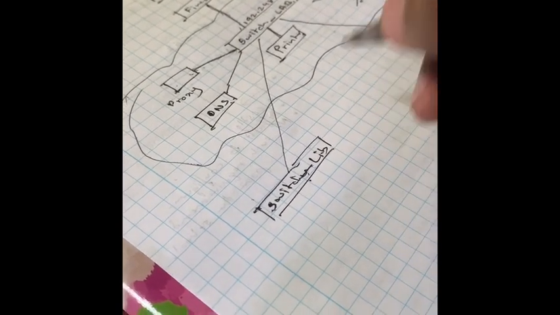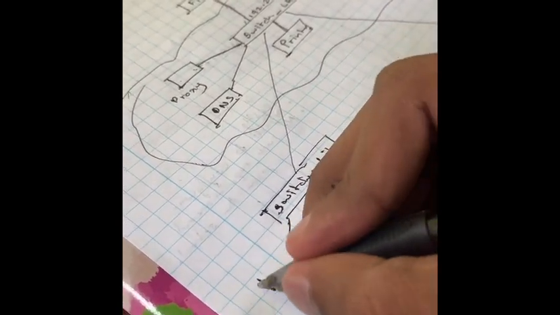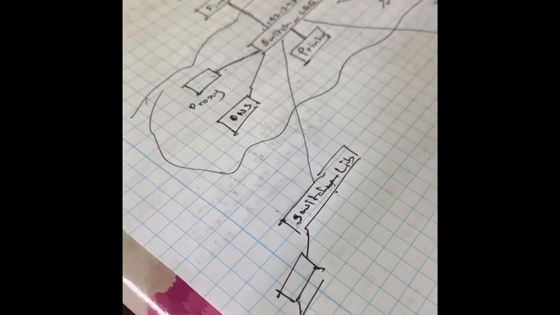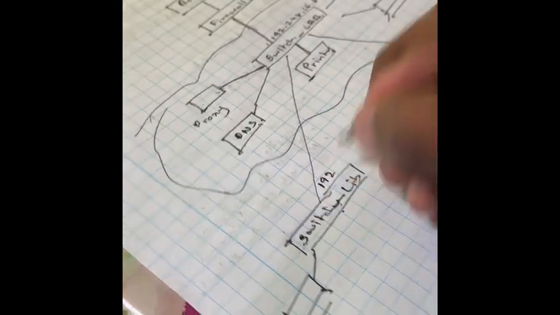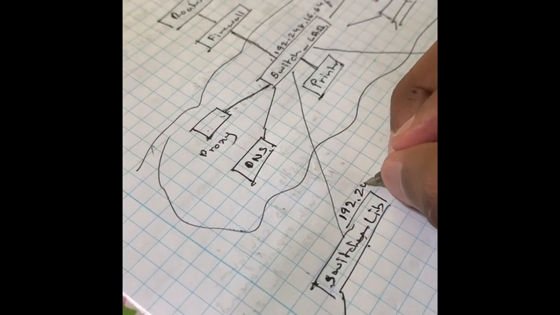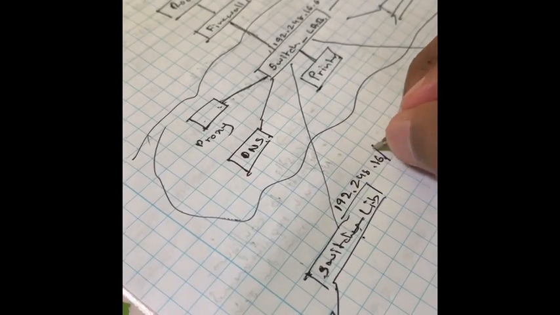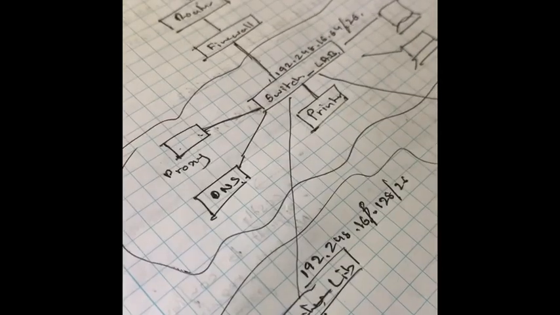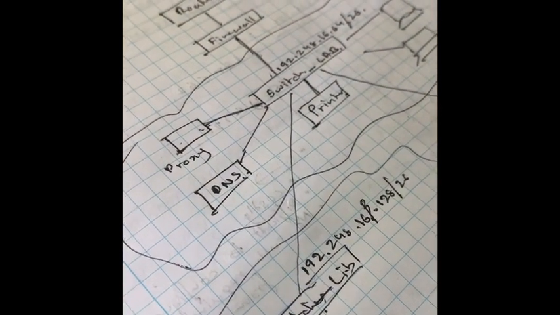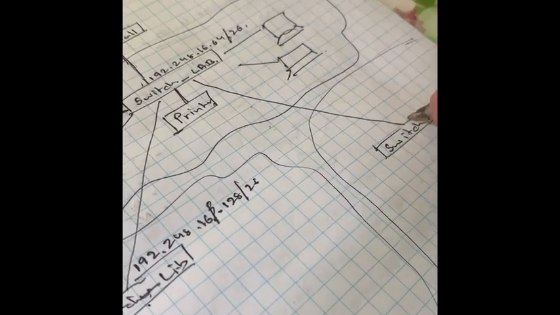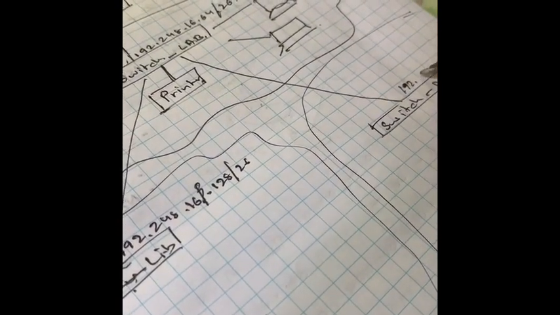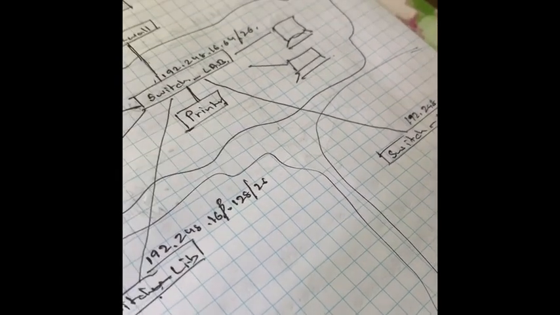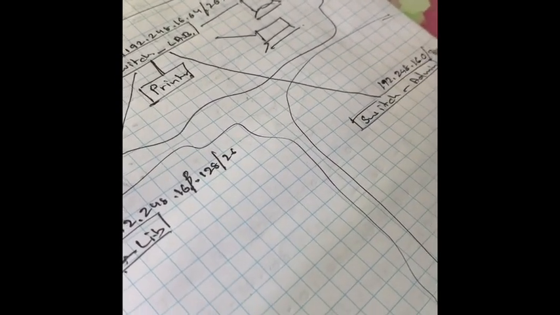The switch in the library, you can do 1 or 2 computers. You have to write the IP address. This is the third subnet, I believe, 192.248.16.128/26. You can separate the networks like this. The first admin will be the first subnetwork we made, 192.248.16.0/26.